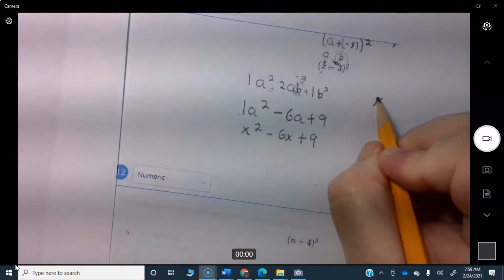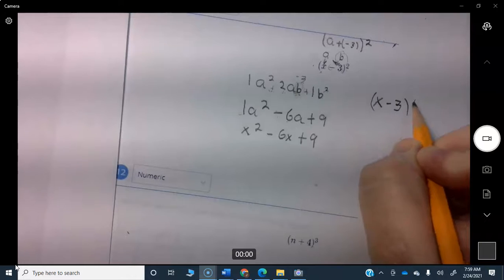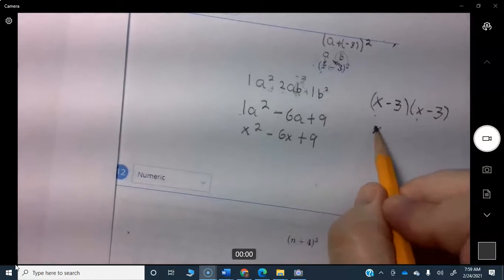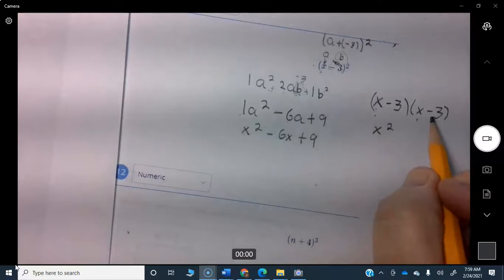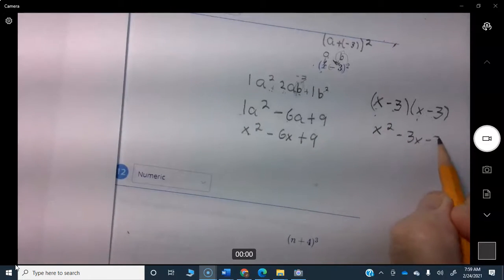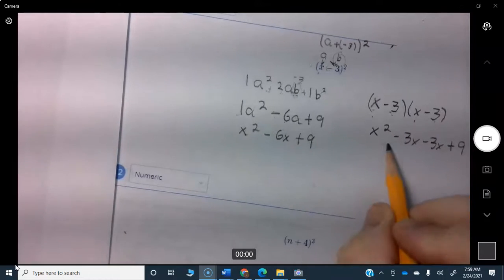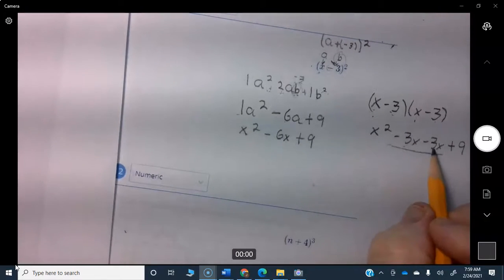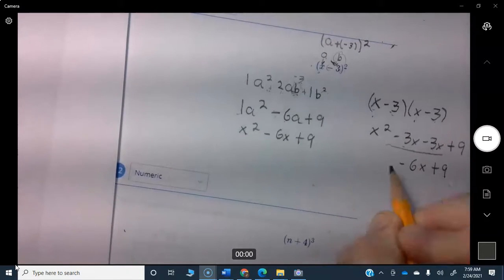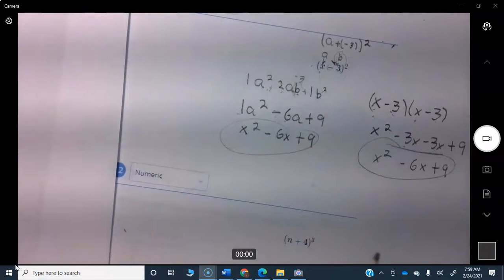So it's x minus 3 times x minus 3. X times x is x squared. X times negative 3 is negative 3x. Negative 3 times x is also negative 3x. And negative 3 times negative 3 is positive 9. These two you can add together. Negative 3x plus negative 3x is negative 6x. Then the plus 9 stays and the x squared stays. So you get the same answer either way.